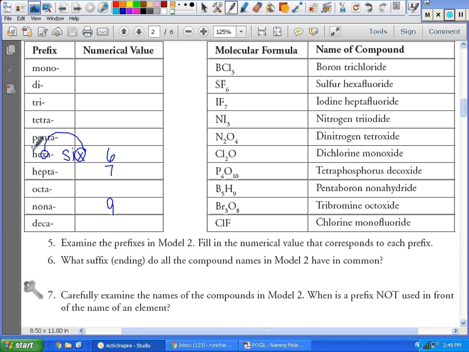Okay? So everybody good with that? So please don't mess those up. Mono, di, tri, tetra, penta, hexa, hepta, octa, nona, deca. All right, so number 5. We just did that. So number 6.